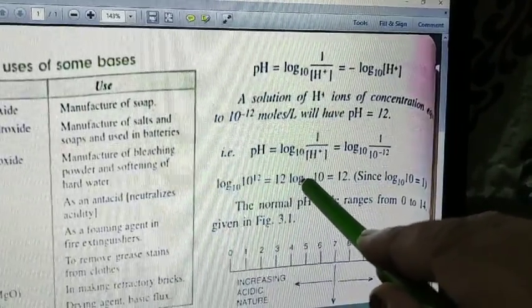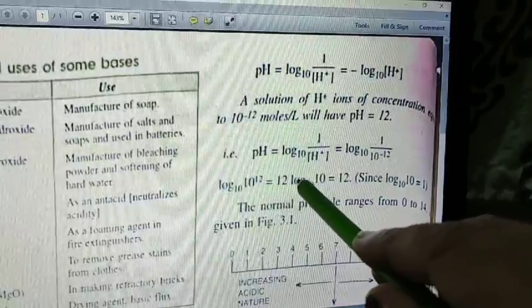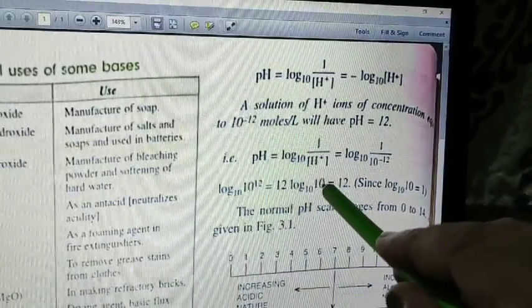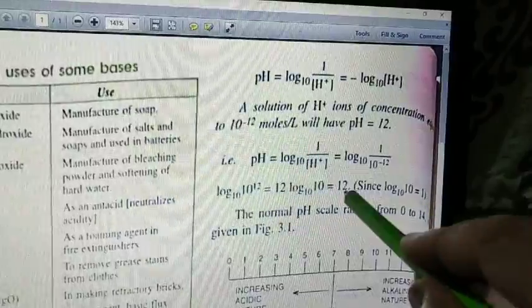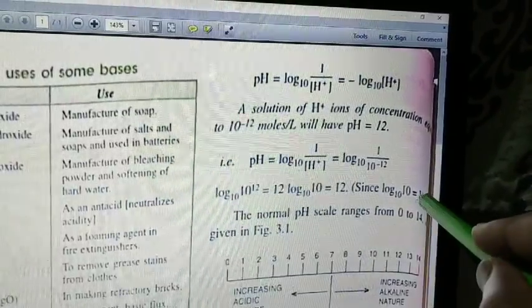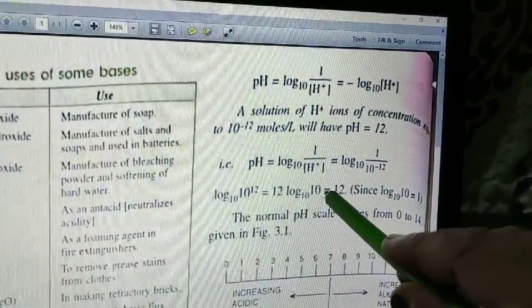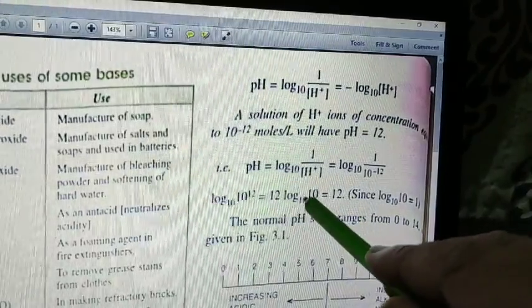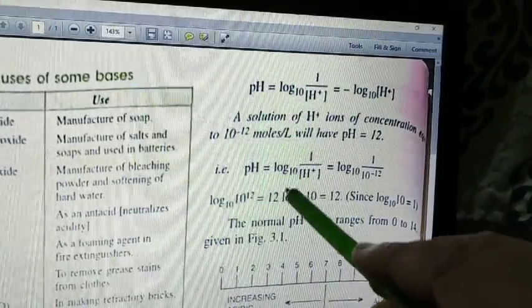Now once again we have the formula: if you have the log with this base and this the same, log 10 10, its value will always be 1. If it is 5 5 also, the value will be 1. If both are the same, then its value is 1. So over here it is equal to 12 because this value is 1.